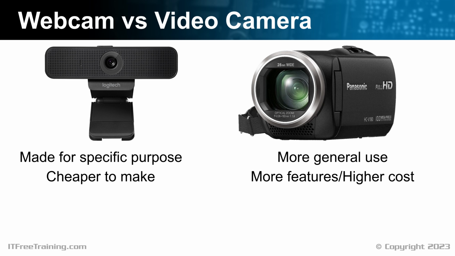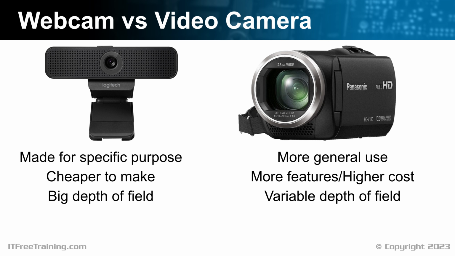Video cameras tend to have features like optical zoom. The more expensive webcams will have more features, such as optical zoom. However, they are still designed with the specific purpose of being a webcam. Webcams are also designed with a big depth of field, whereas generally, video cameras are designed with a variable depth of field. Unless the video camera is very cheap, it will have features like an adjustable iris.